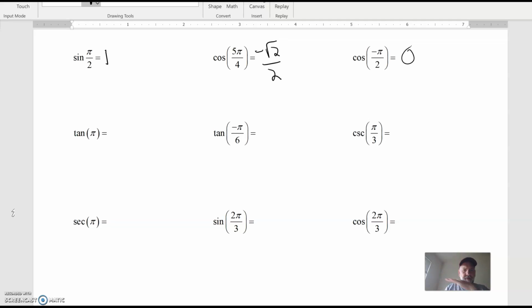Tangent of pi. Pi is going this way. Oh, can I see? Yeah, there we go. Pi is going that way. Tangent of pi. What's the slope of that line? Because tangent is slope, 0.